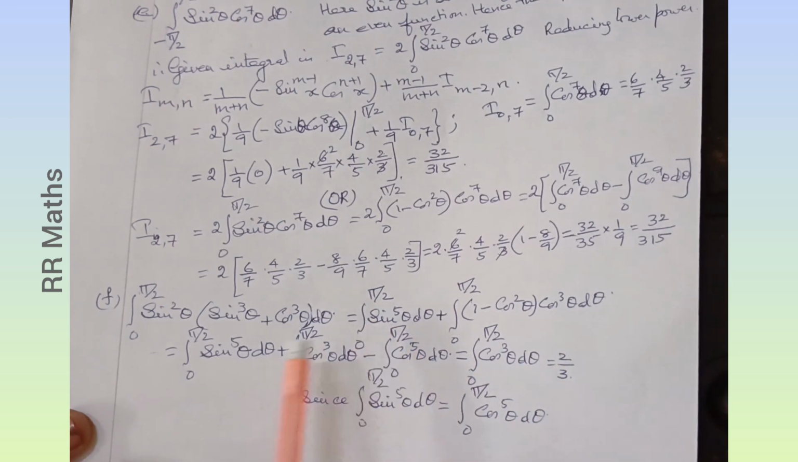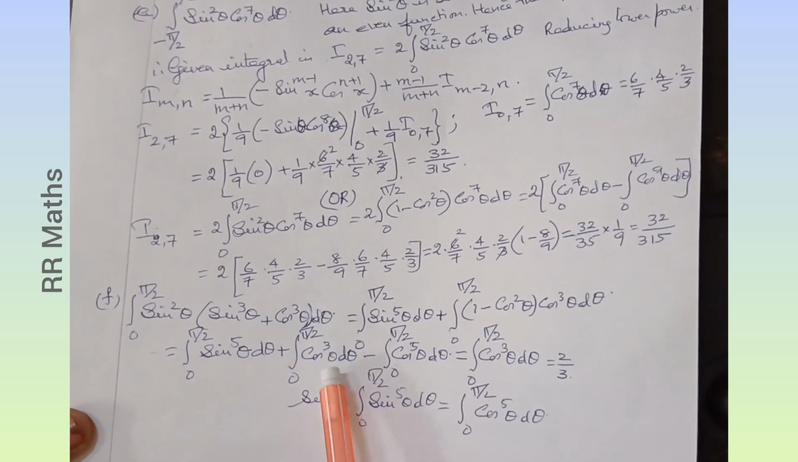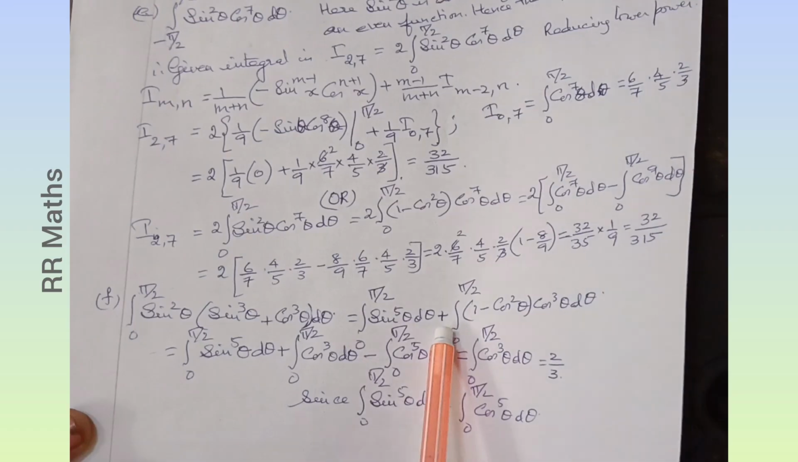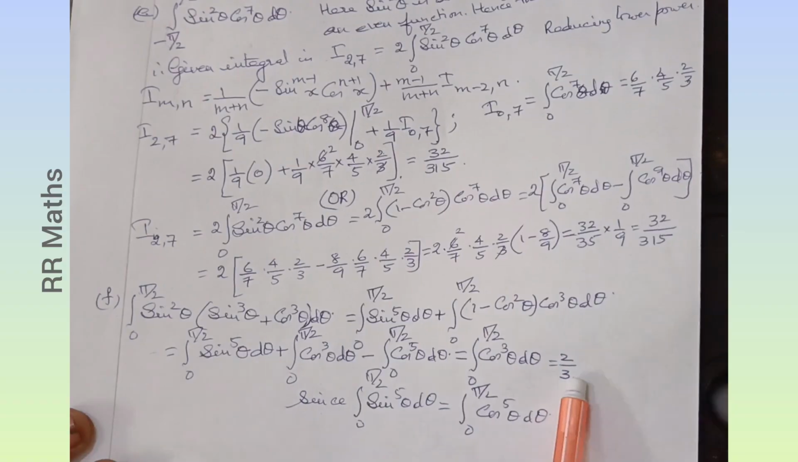So sine square I have replaced as 1 minus cos squared theta into cos cube theta. So the first integral is integral 0 to pi by 2 sine to the power of 5 theta d theta plus here 1 into cos cube gives you integral 0 to pi by 2 cos cube theta d theta minus next one is integral 0 to pi by 2 cos power 5 theta d theta. Here what happens is this sine to the power of 5 theta and cos power 5 theta directly you can cancel it and only this will remain, that is integral 0 to pi by 2 cos to the power of 3 theta d theta. For that your formula gives you 2/3.